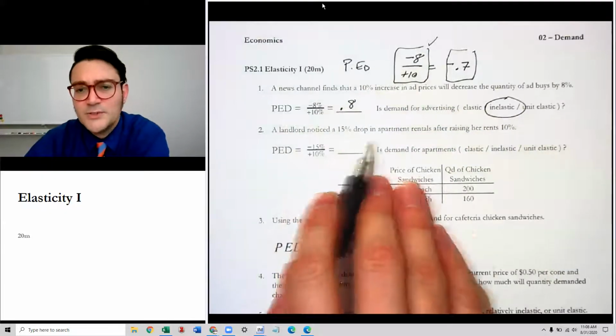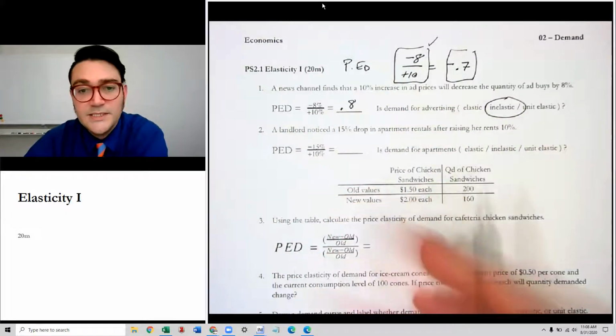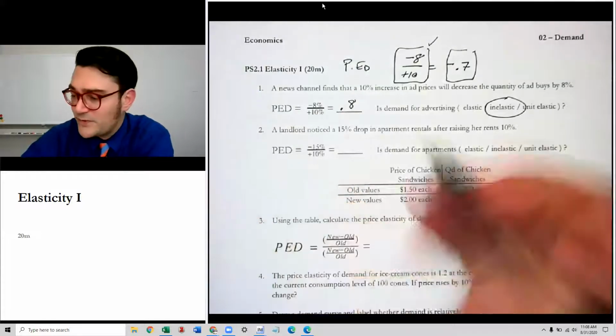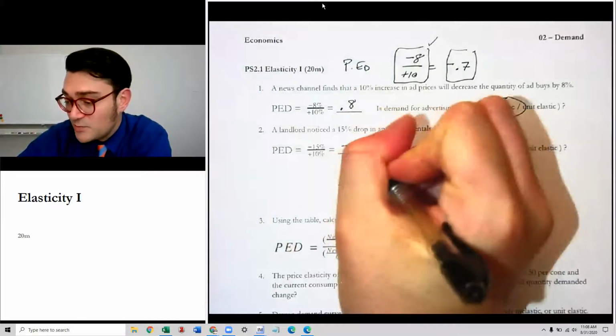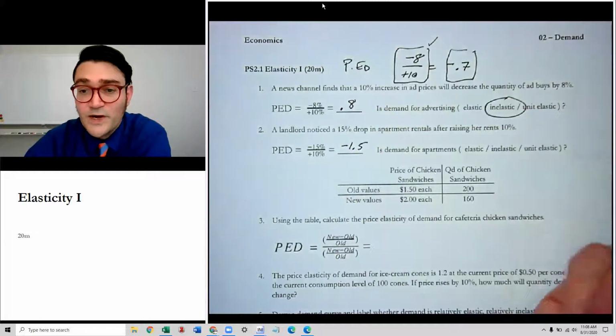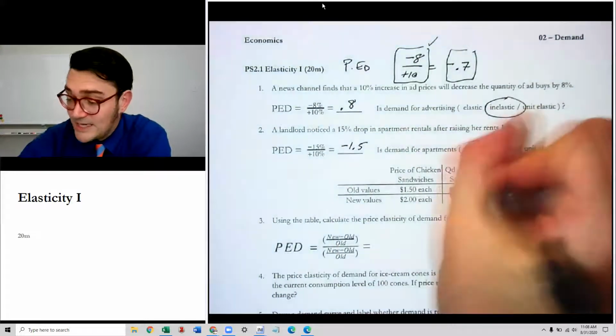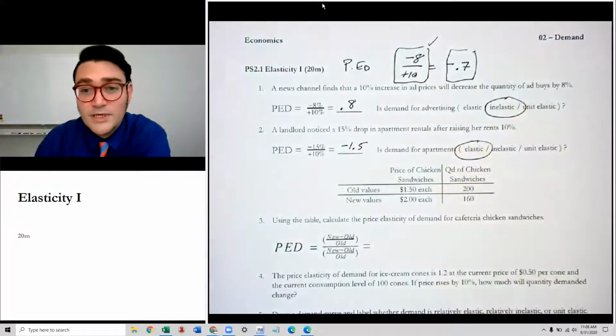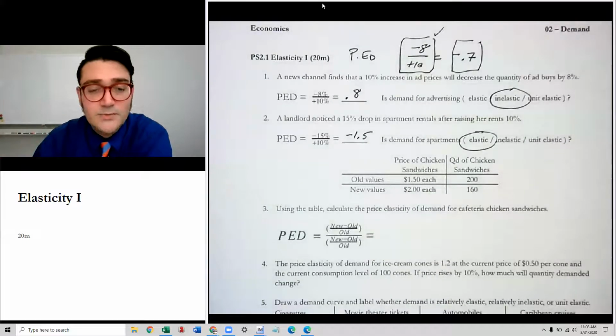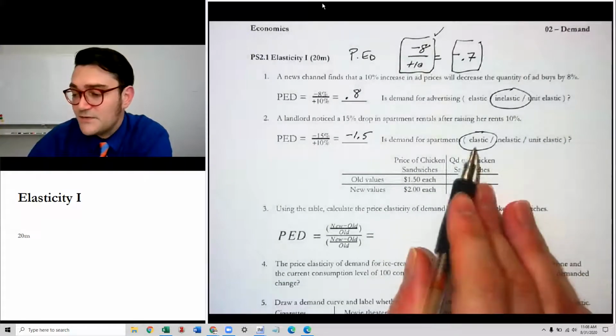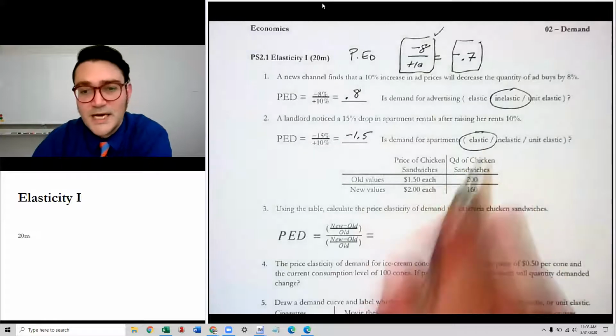A landlord noticed a 15% drop in apartments after raising rents 10%. So I've set the problem up again for you, and this is going to be -1.5, where again, you could just say 1.5. This would be demand elastic. Now, why? Well, probably because it's a relatively large part of people's income. So we wouldn't be surprised if rent is relatively elastic.